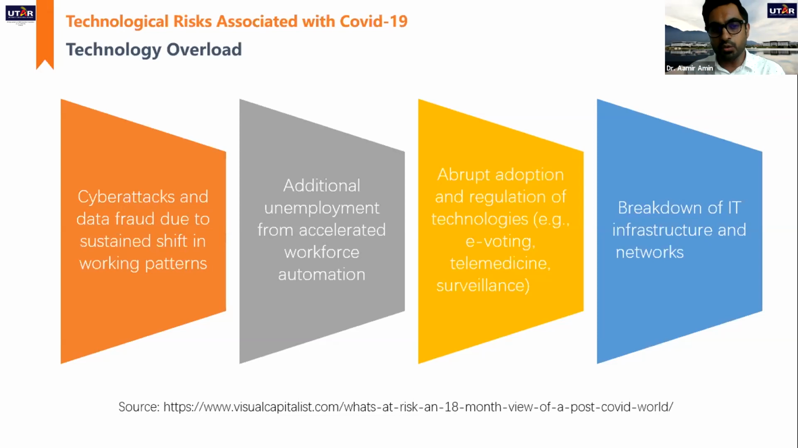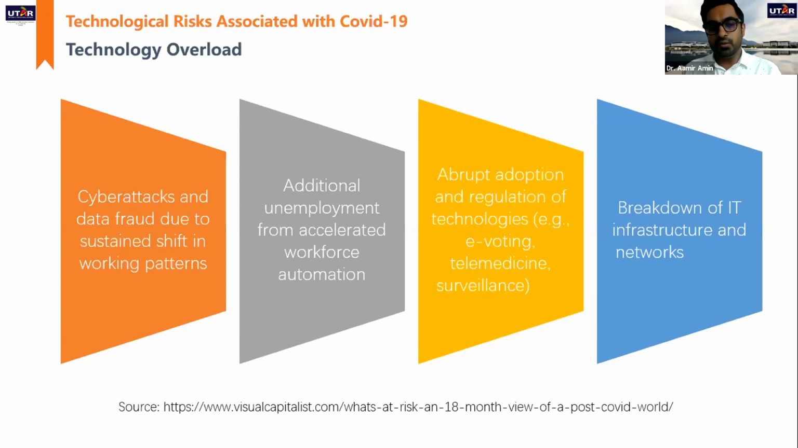The third risk associated with COVID-19 is abrupt adoption and regulation of technologies. A lot of abrupt adoption will be there. For example, countries will probably move towards e-voting, hospitals might go towards telemedicine, and surveillance will go towards auto surveillance or digital technology based surveillance. This would pose a challenge to governments to come up with regulations in order to regulate the use of technology.